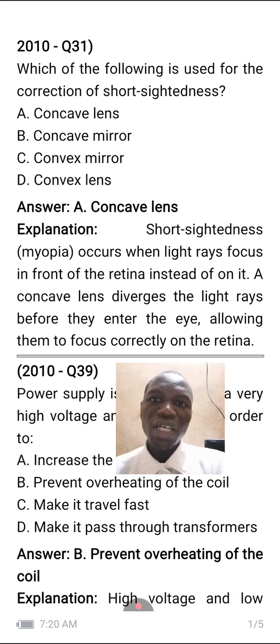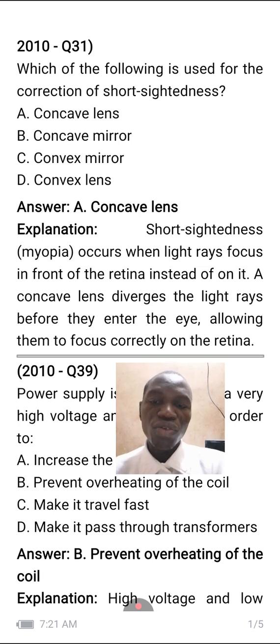The first question I have at the top there, you can see I wrote 2010 Q31. That is, this question came out in JAMB 2010 as question number 31. Now the question says, which of the following is used for the correction of short-sightedness? Very important. This question is under lens.